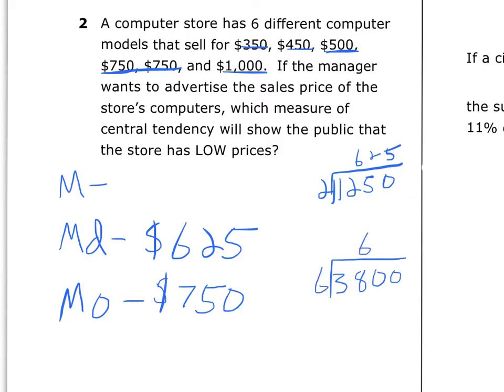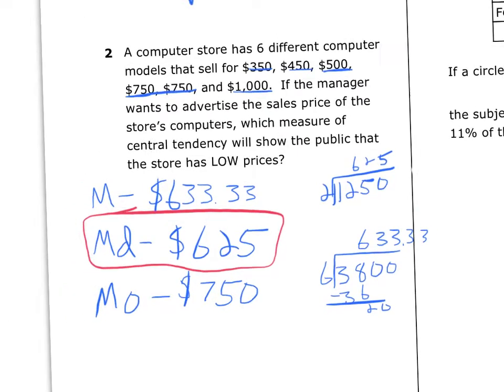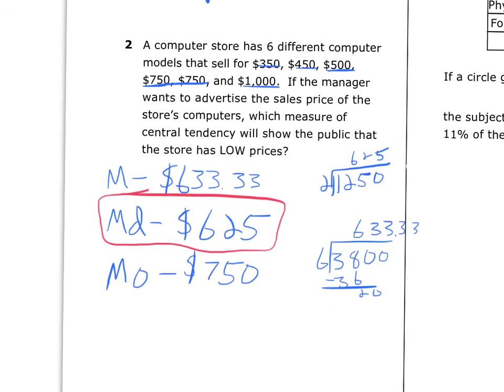Alright, that goes in there 6 times. You get 20, which means you're going to get 3s from there on out. So 633.33. Alright, which one of these is the best to pick if you want your prices to be low? The median. There you go. That's number 2. I would say that is the second hardest problem on the test. And I don't think that was too hard.